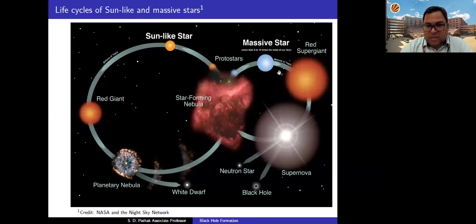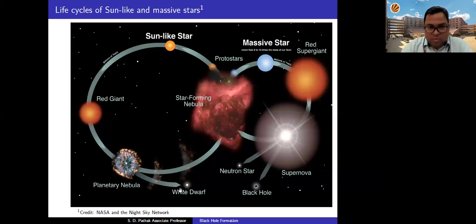But if the mass is much more than the limit called the Tolman-Oppenheimer-Volkoff limit, while this other mass limit is called the Chandrasekhar limit, then it will become a black hole. I will concentrate here on how the black hole forms, not on the neutron star and the white dwarf. So you can see the three outcomes: either a neutron star, a black hole, or a white dwarf.